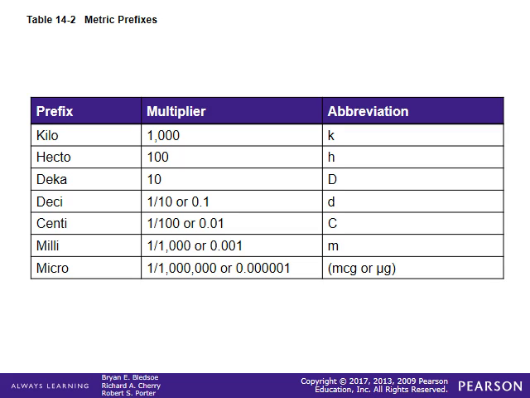So starting at the top of the table here, kilo would be 1,000 grams, hecto would be 100 grams, deca would be 10 grams, deci would be 0.1 grams, centi would be 1/100th of a gram, milli 1/1,000th of a gram, and micro is 1/1,000,000th of a gram.